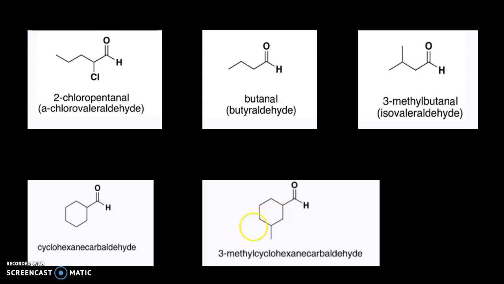Now there is one substituent on the ring. If we start numbering from this carbon, it will be 1, 2, 3. So at the 3 position there is a methyl group. So it is 3-methyl cyclohexane carbaldehyde. This is the complete name.